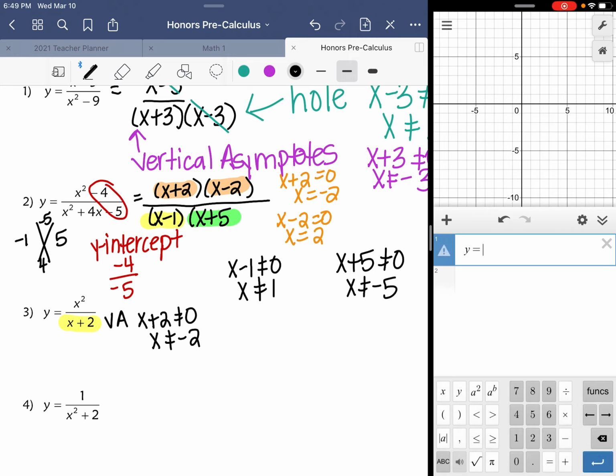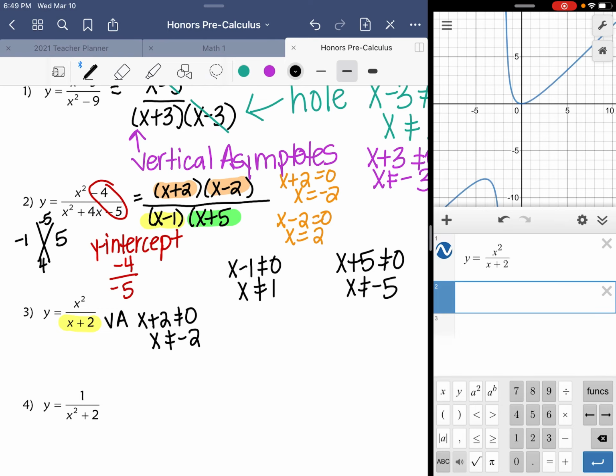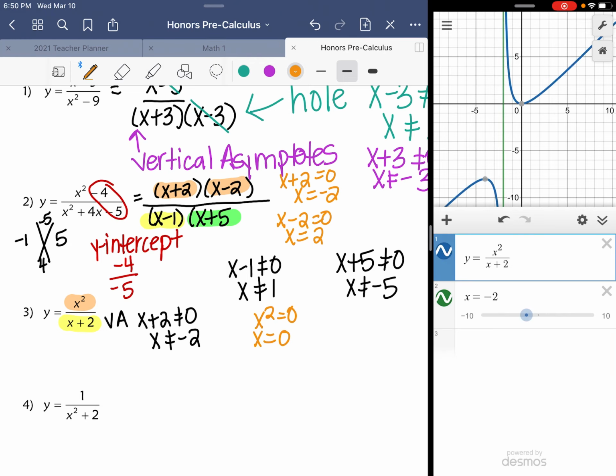Again, I can verify that. So y equals x squared over x plus 2. And I can see that there is a vertical asymptote at x equals negative 2. All right, so then from there, I am looking for my x-intercept. So my x-intercept is going to be what's in the numerator. Well, in the numerator, I have x squared equals 0. So if I take the square root, then x is still equal to 0. Well, I can see that it crosses the x-axis at 0. So that's your x-intercept.